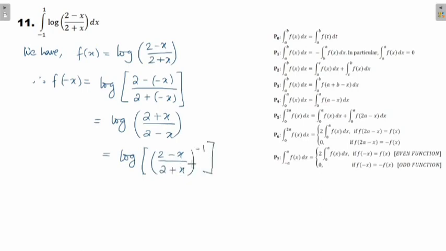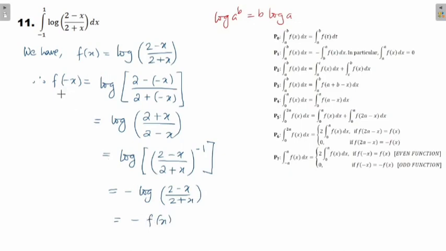Yes, obviously. And all of you know that log a to the power b is equal to b log a, that is, the power comes in front. So this power minus 1 comes in front, and you can write just minus. So it becomes minus log of (2 minus x) divided by (2 plus x). Now look at this and look at this. They are the same, so in place of this I can write f(x). So it becomes minus f(x).